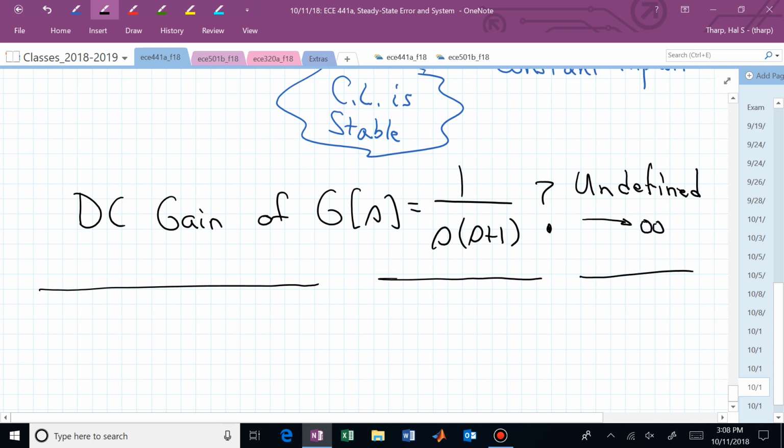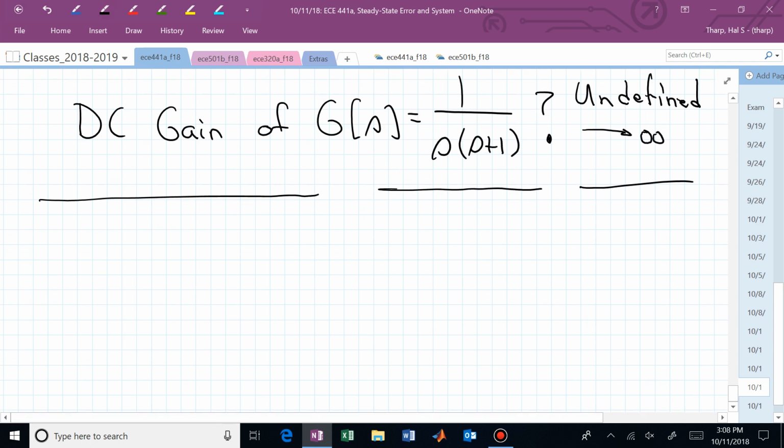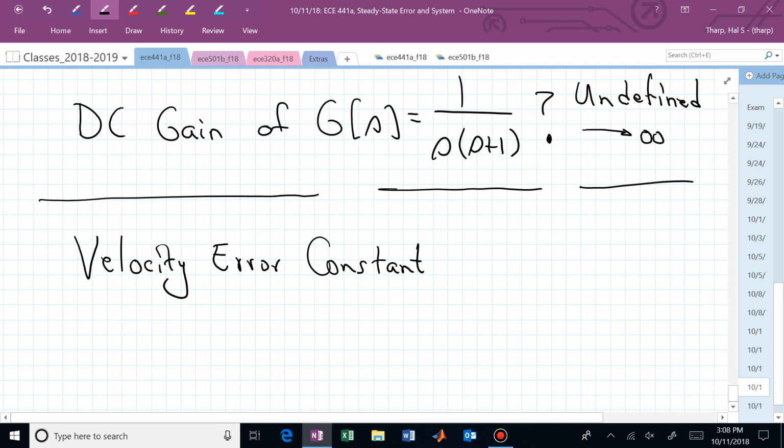That now introduces one more error constant called the velocity error constant. We had our position error constant. Now if we're putting in a higher order polynomial for our reference input, now it's linear instead of 0th order. Let's now look at the velocity error constant for a type 1 system.